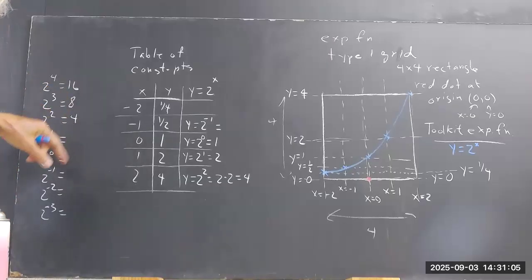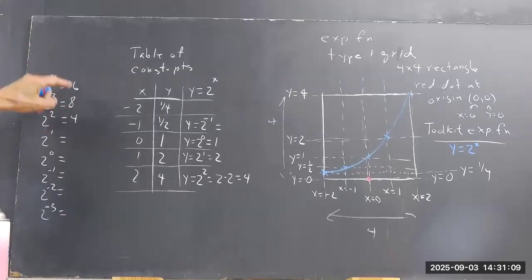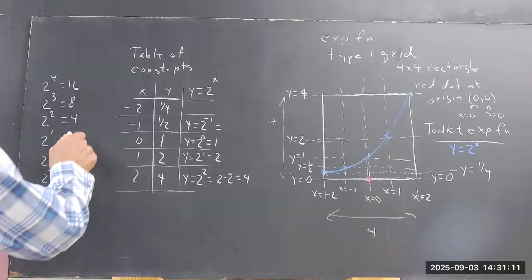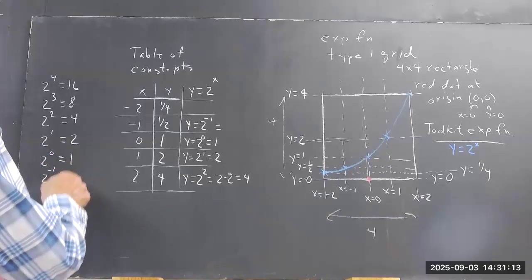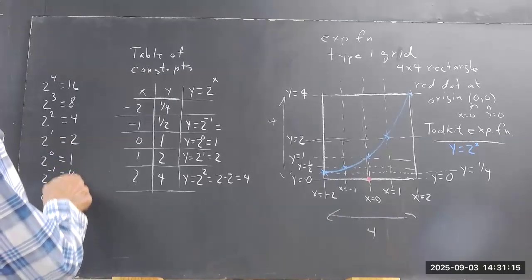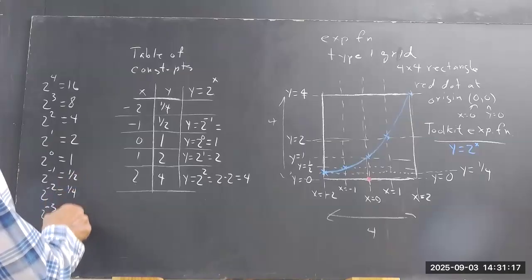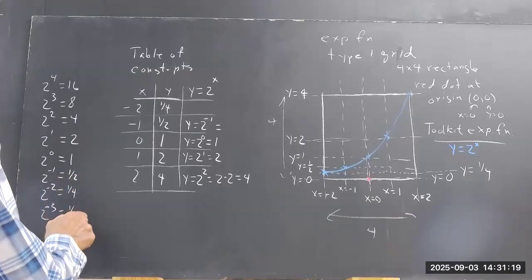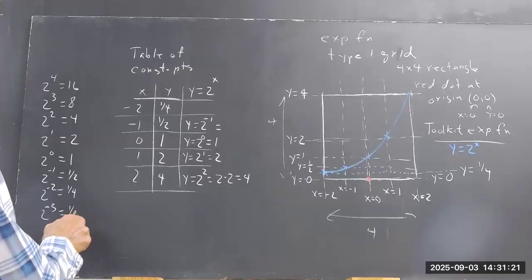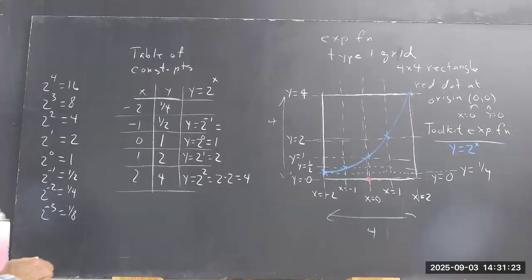What's happening to these numbers? Well, each one is half of the one before it. Half of 16 is 8, half of 8 is 4. Half of 4 is 2, half of 2 is 1, half of 1 is 1/2, half of 1/2 is 1/4, half of 1/4 is 1/8. And I hope you understand fractions well enough to understand that.